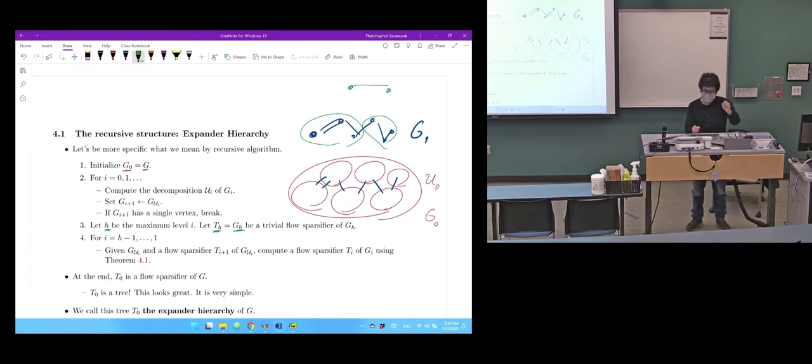And let me call TH just one node. That one node is a flow sparsifier, which is just one node. Okay, but now we can do it top down. That is, given the graph GI and the sparsifier of GI, you can build a flow sparsifier of G(I-1), right? Using this theorem.